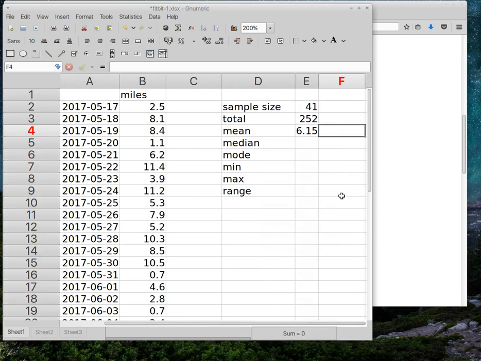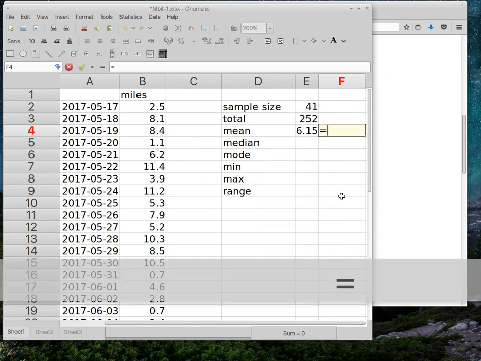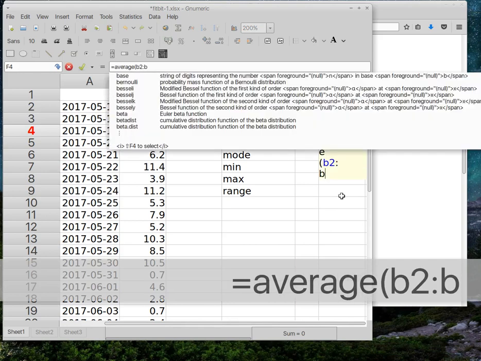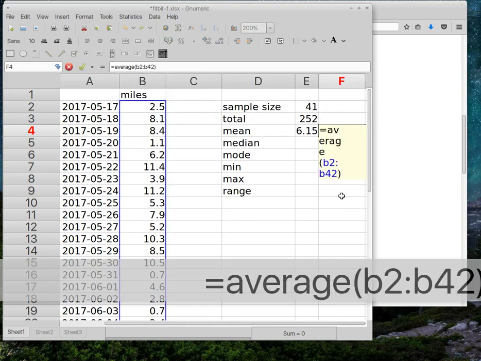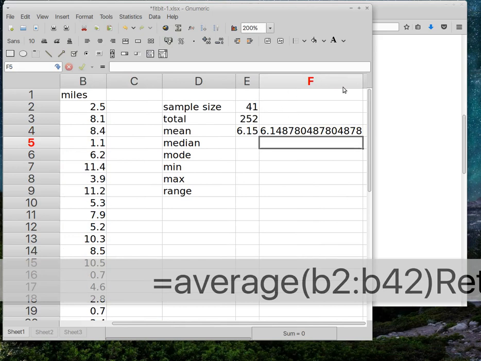Excel has a built-in command to get the mean, what they call the average, by doing equals AVERAGE parentheses B2 colon B42, and we get the same answer.